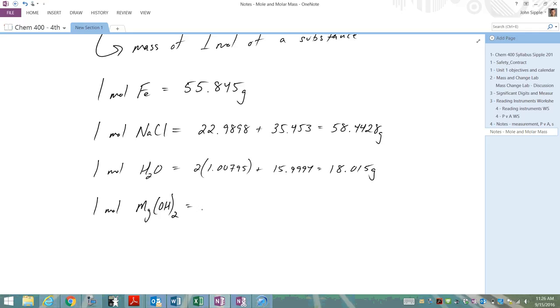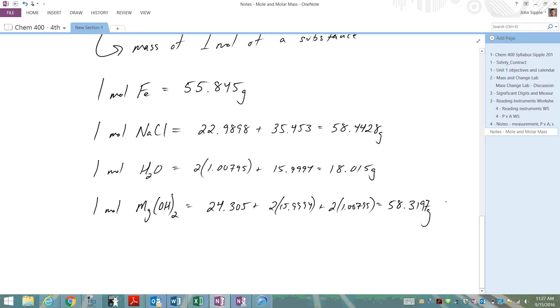Whenever you have something in math that's inside parentheses and something outside it, what do we need to do? Yeah, we've got to distribute. So here we've got one magnesium. How many oxygens do I have in this formula? Two, and two hydrogens. So we have one magnesium, which is 24.305, plus 2 times our 15.9994, plus 2 times 1.00795. We just add them all up, and I get 58.319 grams.